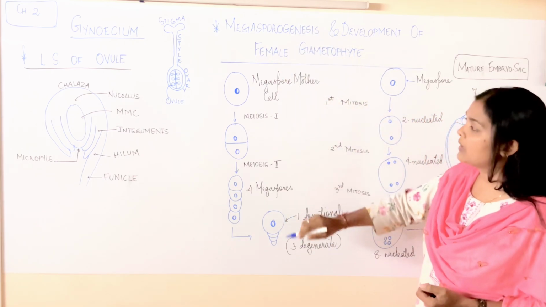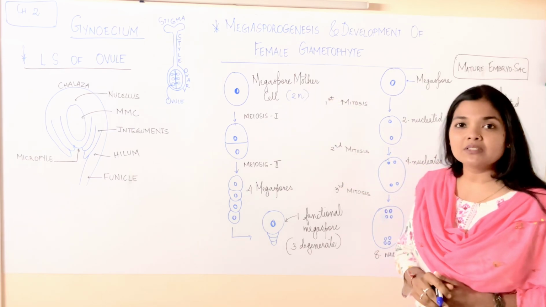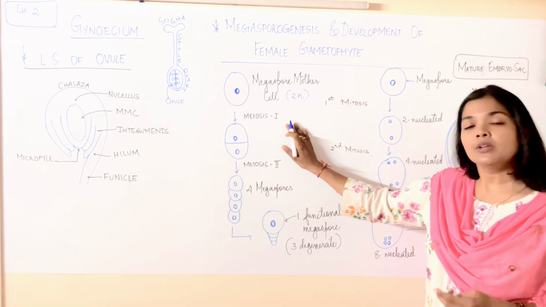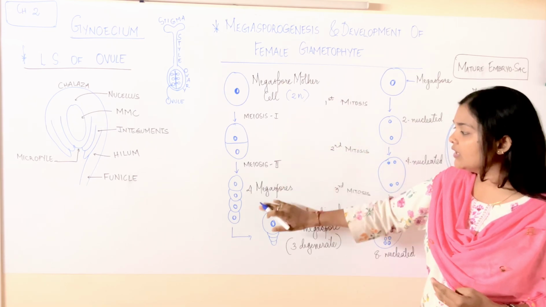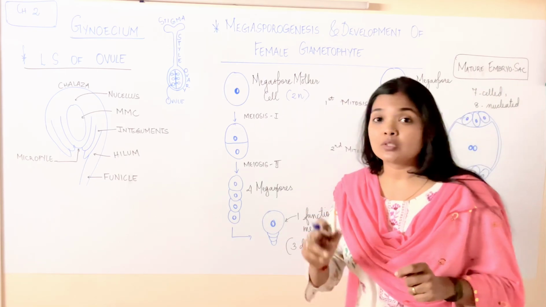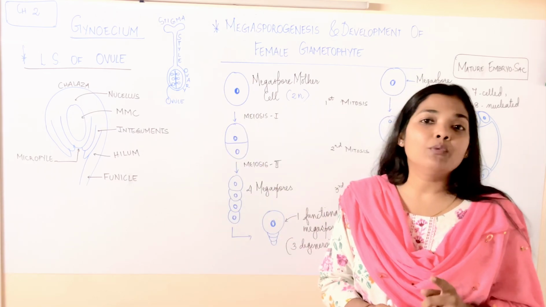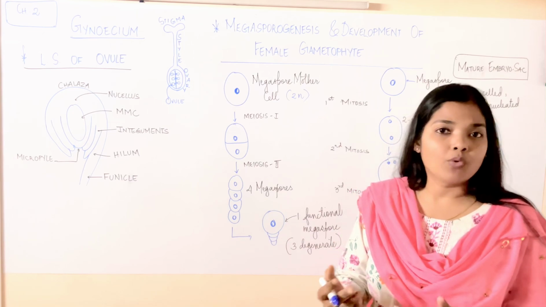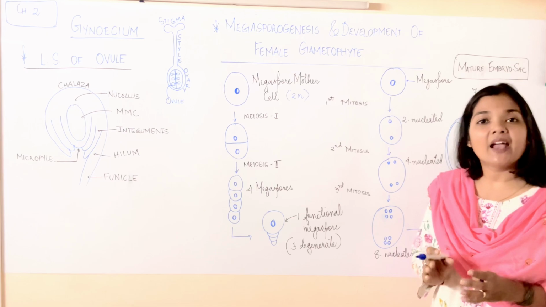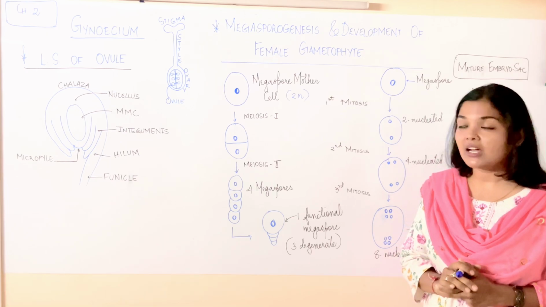The megaspore mother cell, if we talk about its ploidy, it has two sets of chromosomes. That means it is a diploid cell. It further undergoes meiotic division. In its two stages, it will further give rise to 4 megaspores. But of the 4 megaspores, unlike the process of microsporogenesis, you will find that only one of them remains functional. So what happens to the remaining 3? Those 3 get degenerated. So at the end of megasporogenesis, you will only have one functional megaspore.